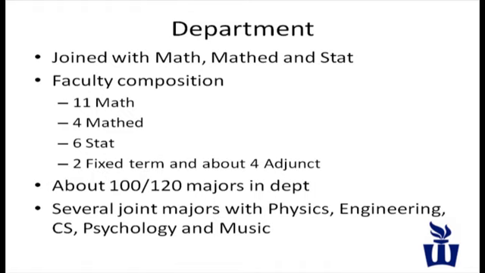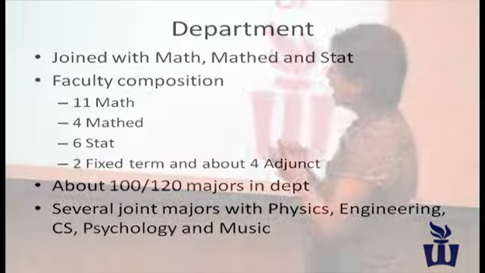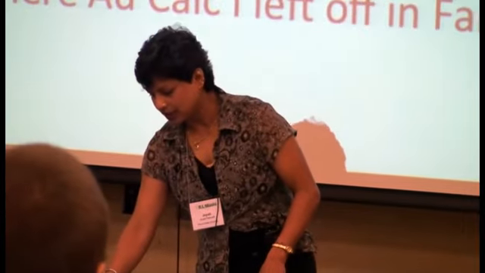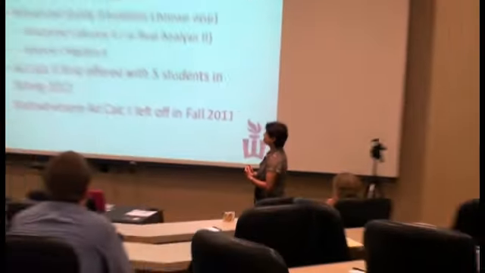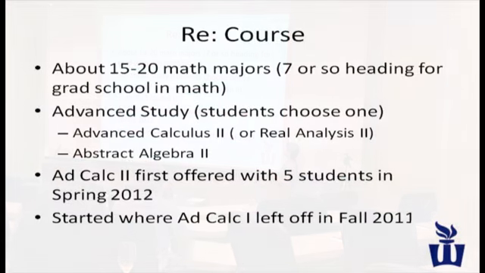We do hire fixed term and adjunct faculty every semester. We have about 100 to 120 majors in the department. When I say in the department, this counts math ed and stat. And there are several joint majors with physics, engineering, computer science, psychology, and music. For a long time we had a math major, but all majors had to have a joint major or a minor. Just very recently, we worked on a standalone major, and we now have more, deeper mathematics courses that we are able to teach.